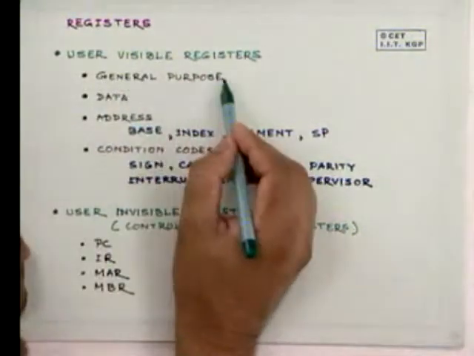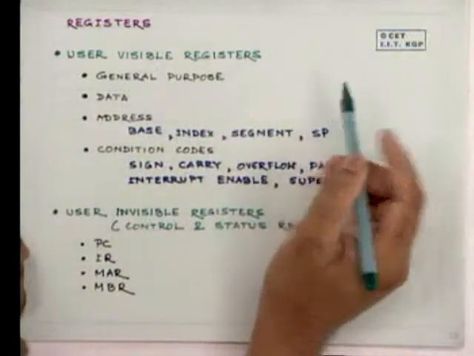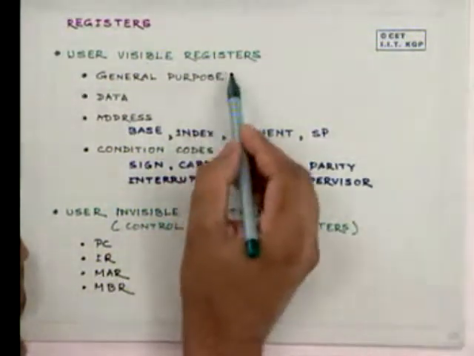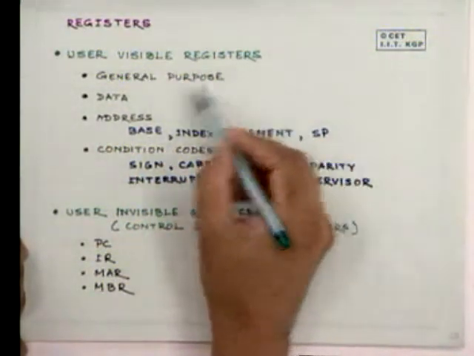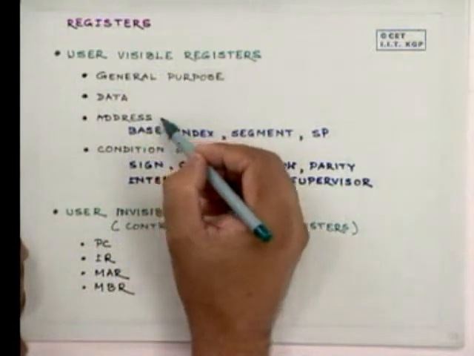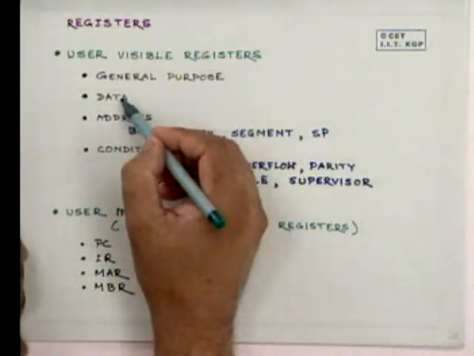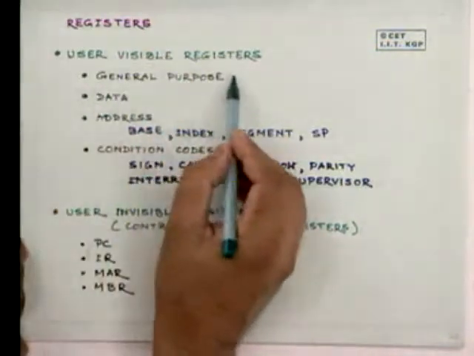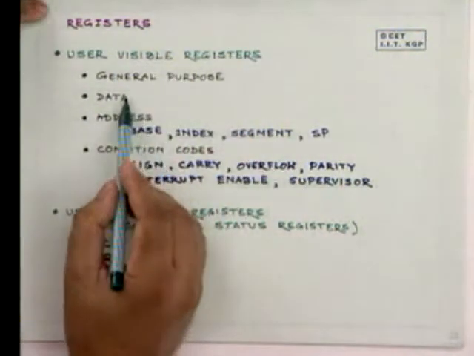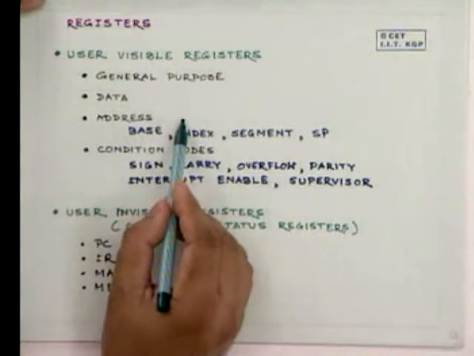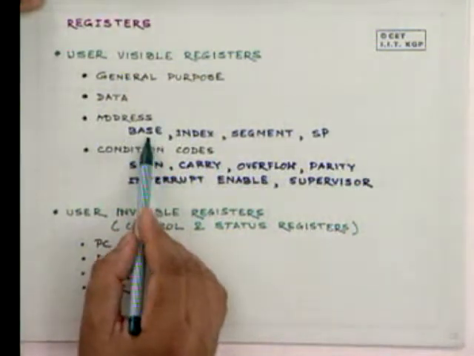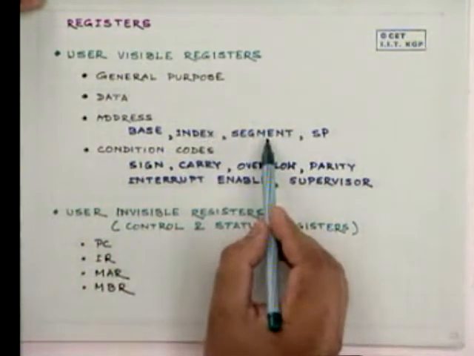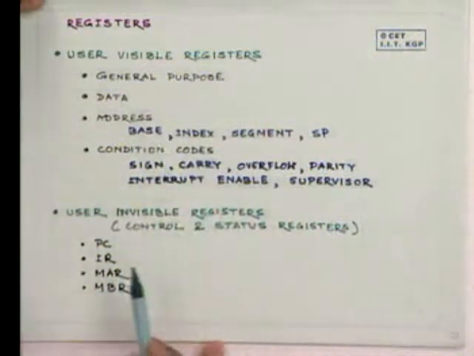For example, the general purpose registers that we talked of quite frequently earlier. We say that a register is a general purpose one if we can use this register either for keeping an address, or for keeping data. Okay, and we call this a general purpose register. Then we can have data registers, we can have address registers. As address registers, we have said that a base register is an address register, and index registers, segment registers, stack pointers are all address registers.